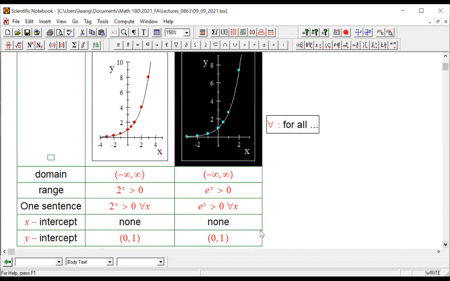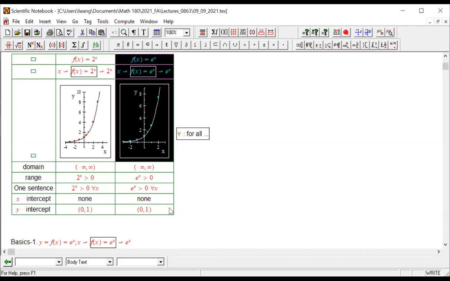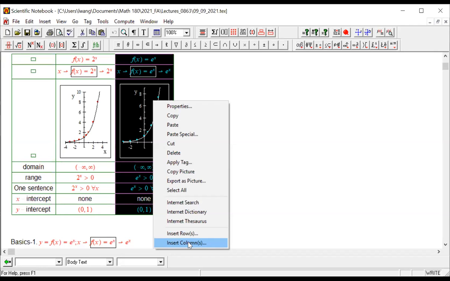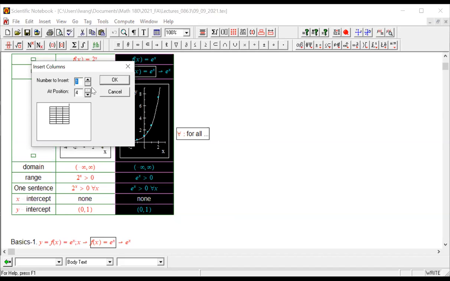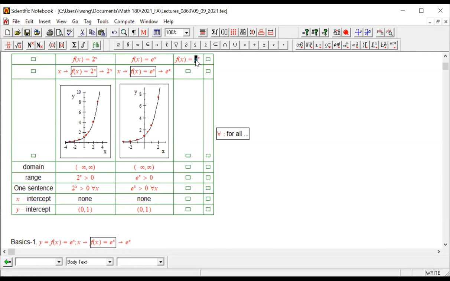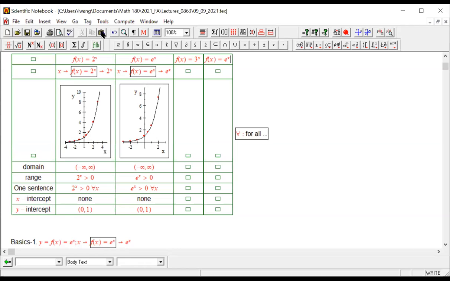Okay, I need to make this a little bit smaller in order to manage it properly. So I'm going to insert 2 more columns. One would be for 3 to the power x, and the other one would be for 10 to the power x. 3 to the power x was not in the table; 10 to the power x was in the table.